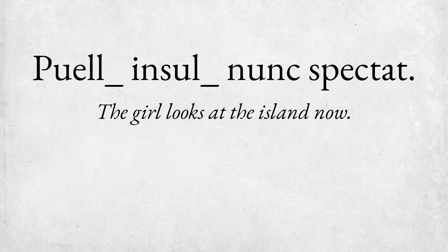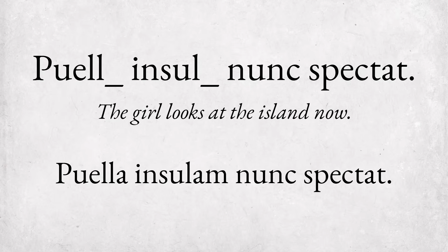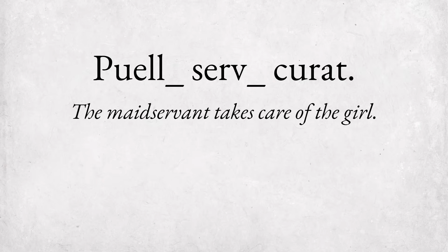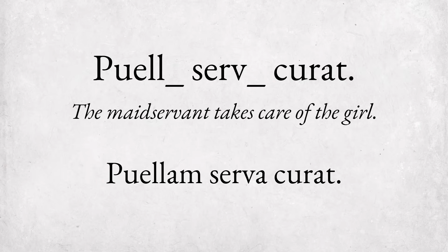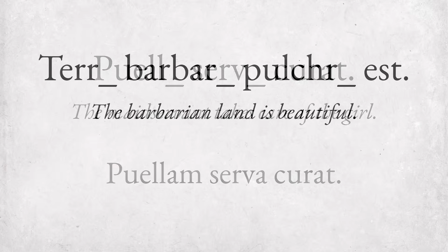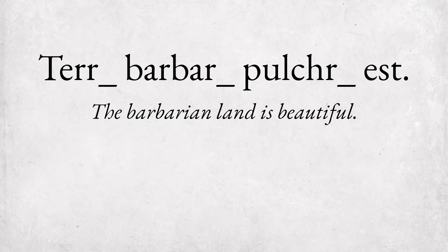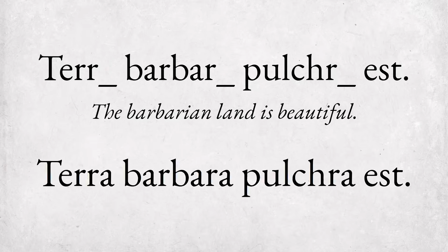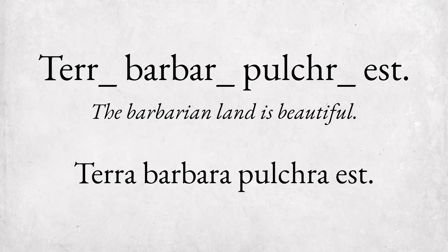The girl looks at the island now. Puella insulam nunc spectat. The maidservant takes care of the girl. Puellam serva curat. The barbarian land is beautiful. And be careful because this sentence is also tricky. So, terra barbara pulcra est.